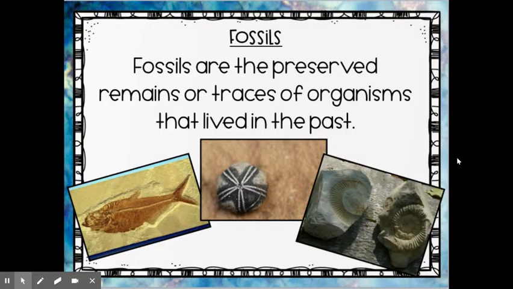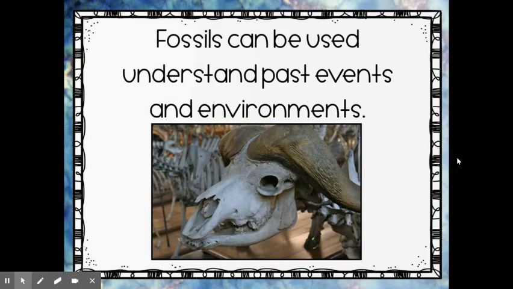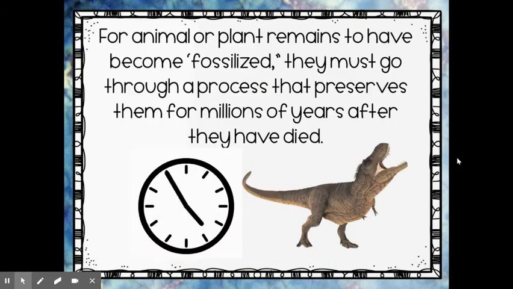So what are fossils? Fossils are the preserved remains or traces of organisms that lived in the past. Fossils can be used to understand events and environments. For animal or plant remains to become fossilized, to become fossils, they must go through a process that preserves them for millions of years after they have died. So it keeps them safe for millions of years after they've died. You would think it'd be destroyed, but they have to go through something that keeps them intact so that we can see them today.